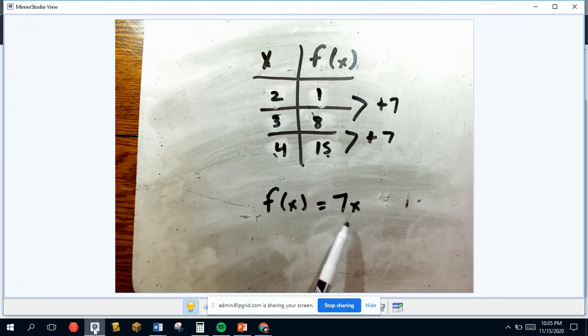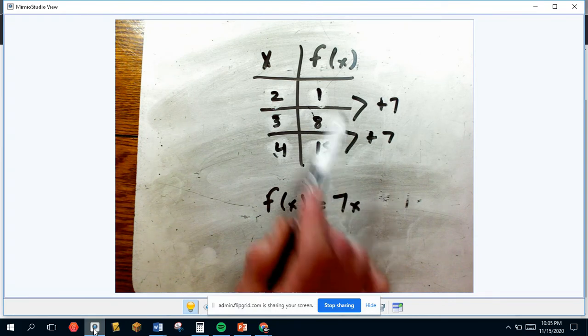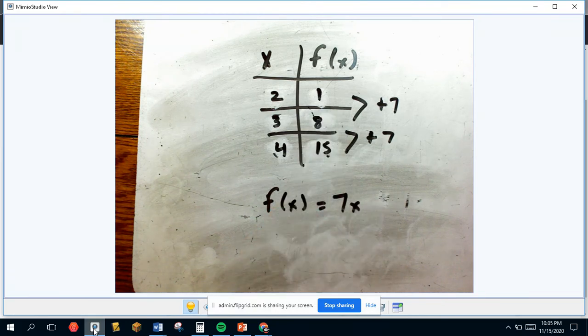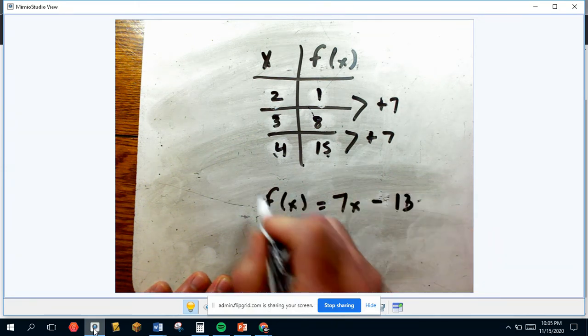So if I put a 2 in there, I get 14. I'm supposed to get 1. So what can I do to 14 to make it turn into 1? Well, you want to either add or subtract. I didn't say that last time. So 14 minus 13 makes 1. Okay, so that would be your answer.